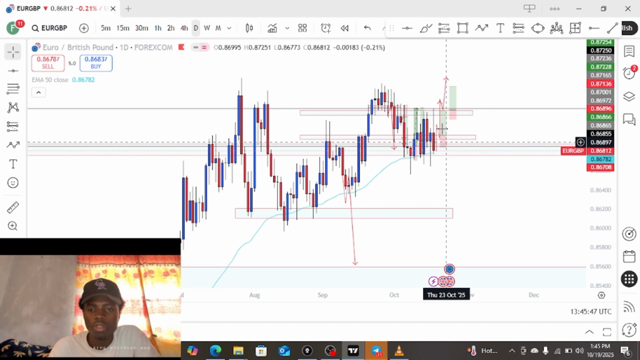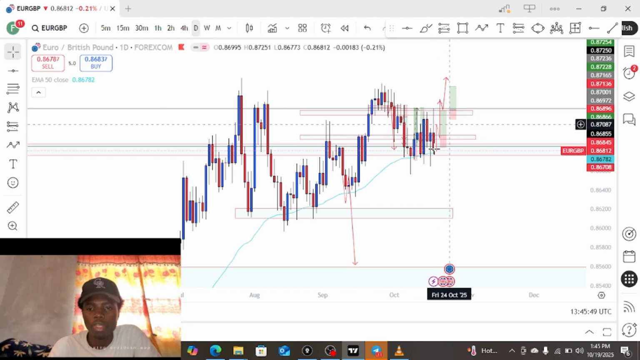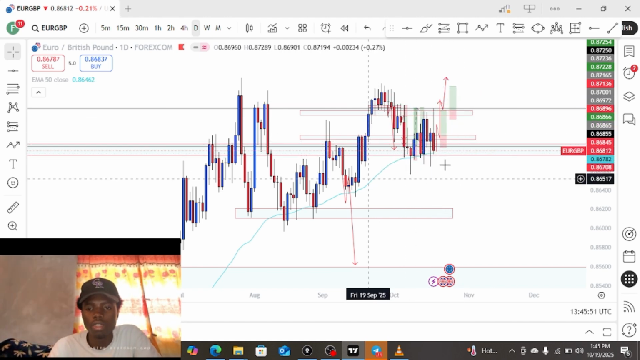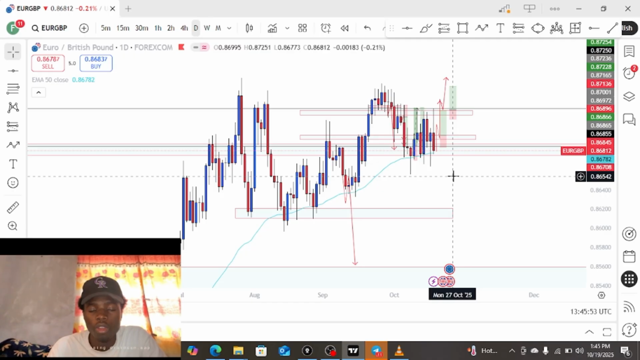So we need this bullish momentum right here. The daily is not giving me this, this is only a rejection. It can also be giving us some bullish momentum, but I see this as just a rejection. We can have a rejection and go the other way around, okay?